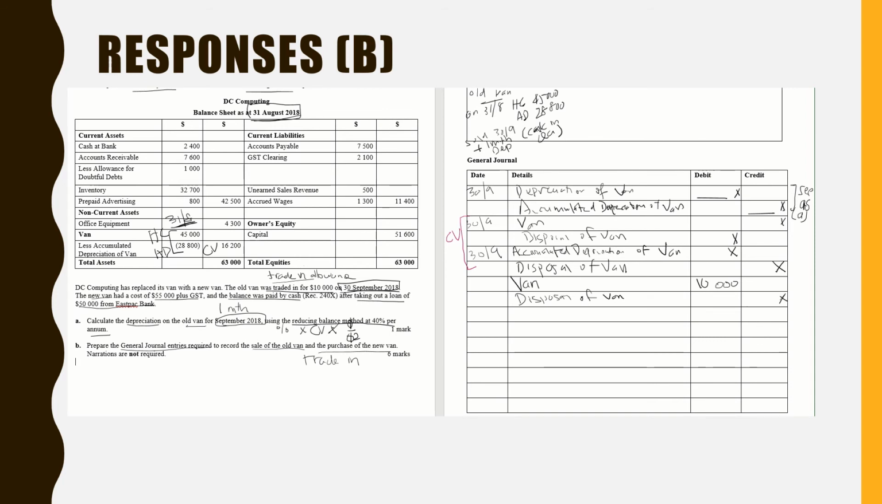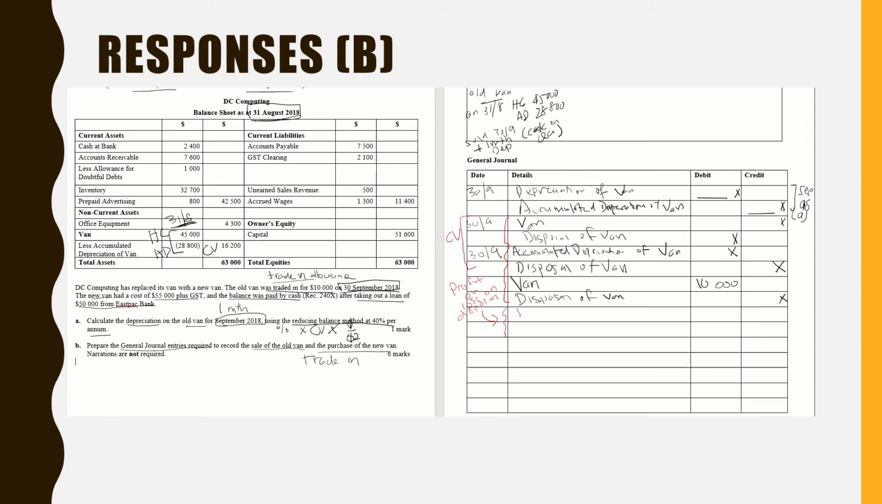Okay, you complete your entries here. So here already, from here we can work out if we made a profit or a loss on disposal. Okay, and that is where we record it in the next part.